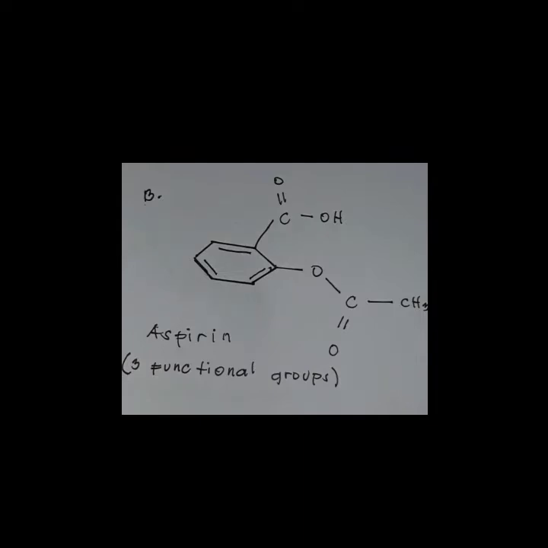Now we have letter B, which is aspirin. Aspirin has three functional groups. It is ester, arene, and carboxylic acid. Those are the three functional groups for aspirin.